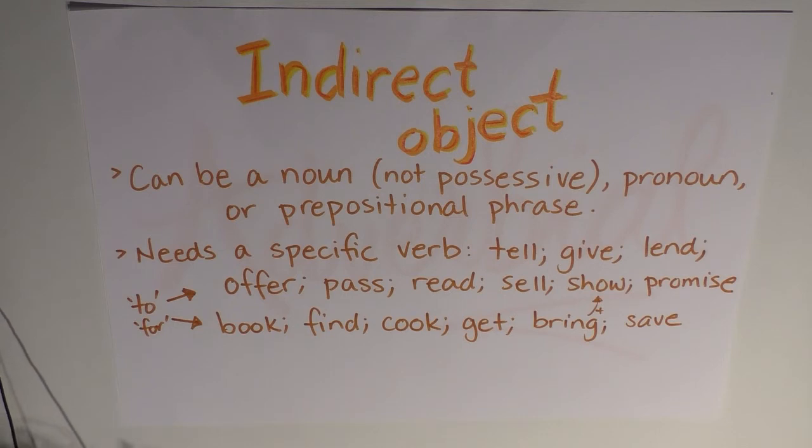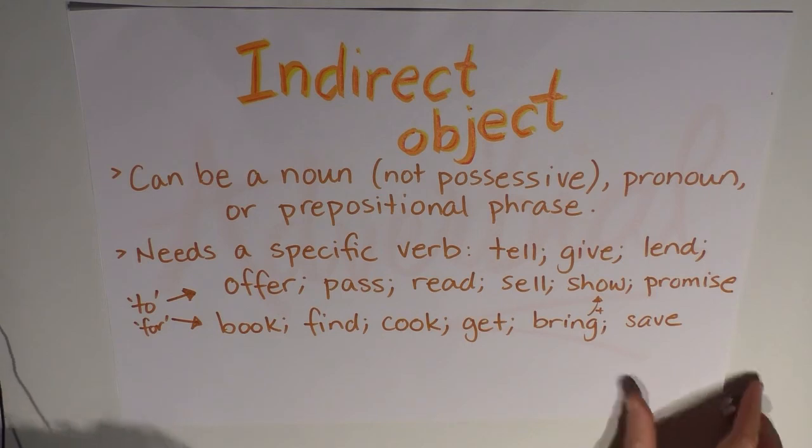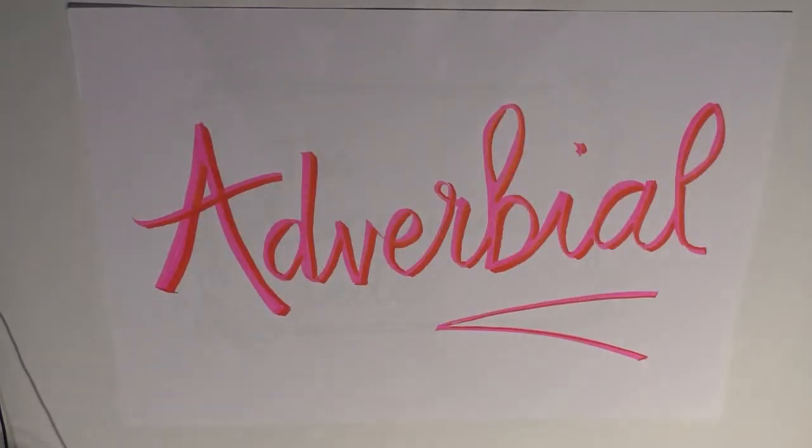But that's pretty much all I have to say about the indirect object. There's only one more function to cover after this one, and that is the adverbial. And the adverbial is the part of the sentence that gives us all our optional extras. So it's a pretty important part of the sentence.